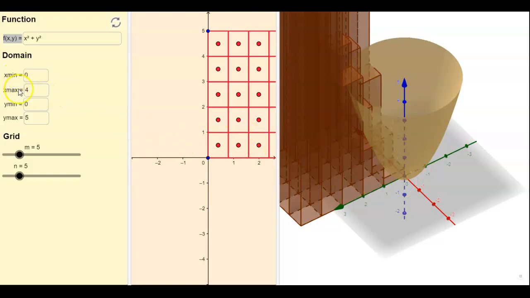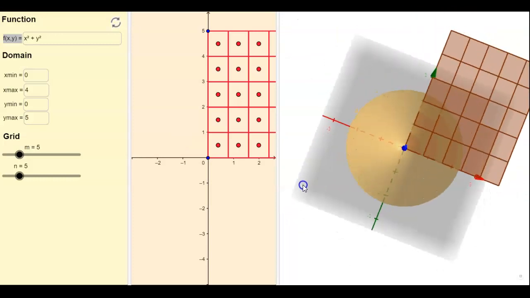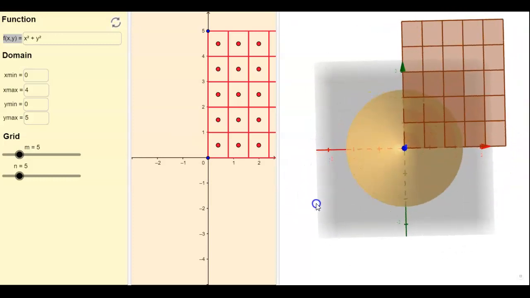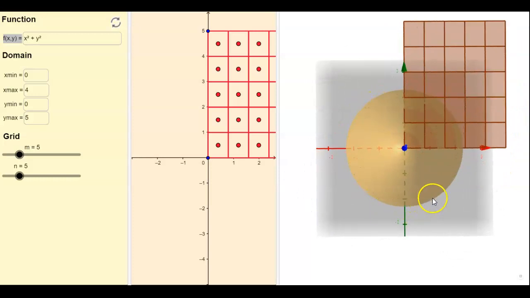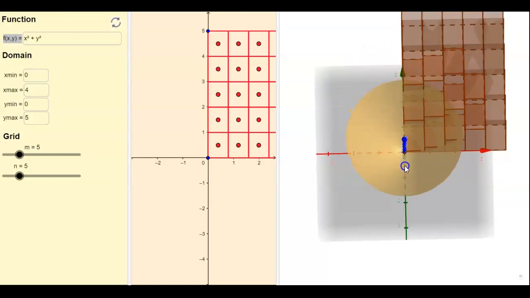What we have here is just over the region 0 to 4 and 0 to 5. So you can kind of see what that would look like if we looked at it from below. Excuse me, from above, or what it would look like below if we looked at it from above. And we can see that this is our x-axis, 0 to 4, and this is our y-axis, 0 to 5. And we're looking down into the paraboloid. So you can see we're looking down into it.